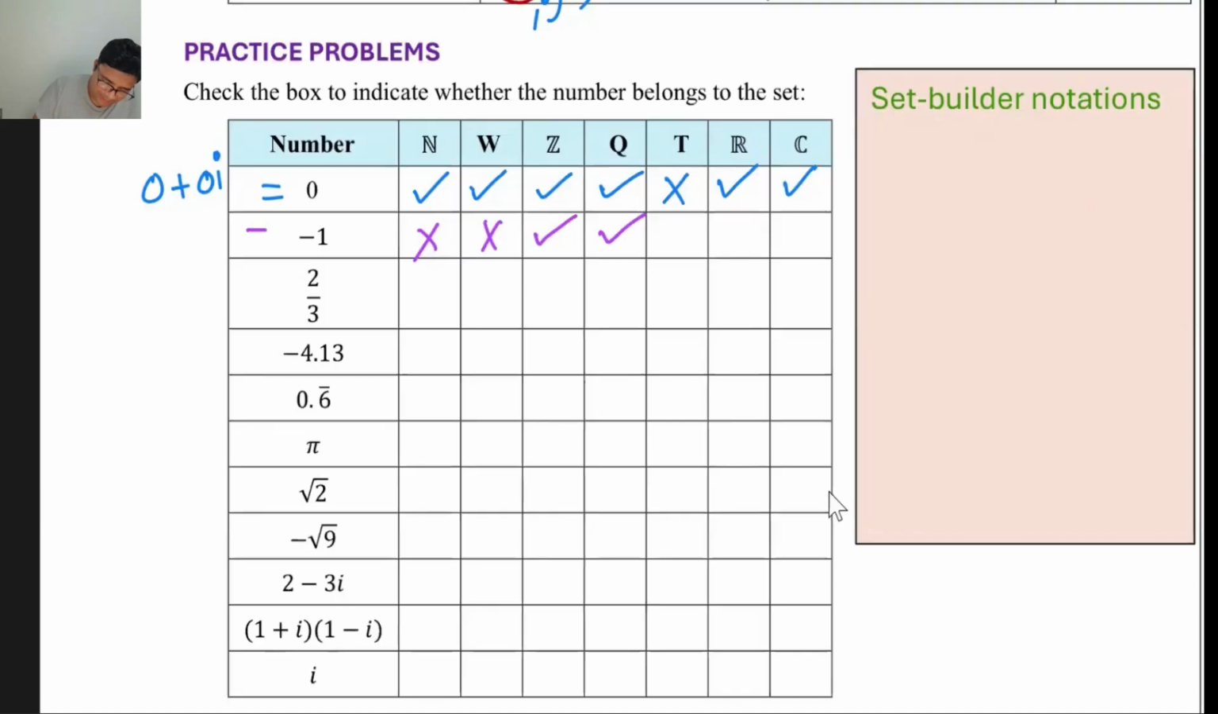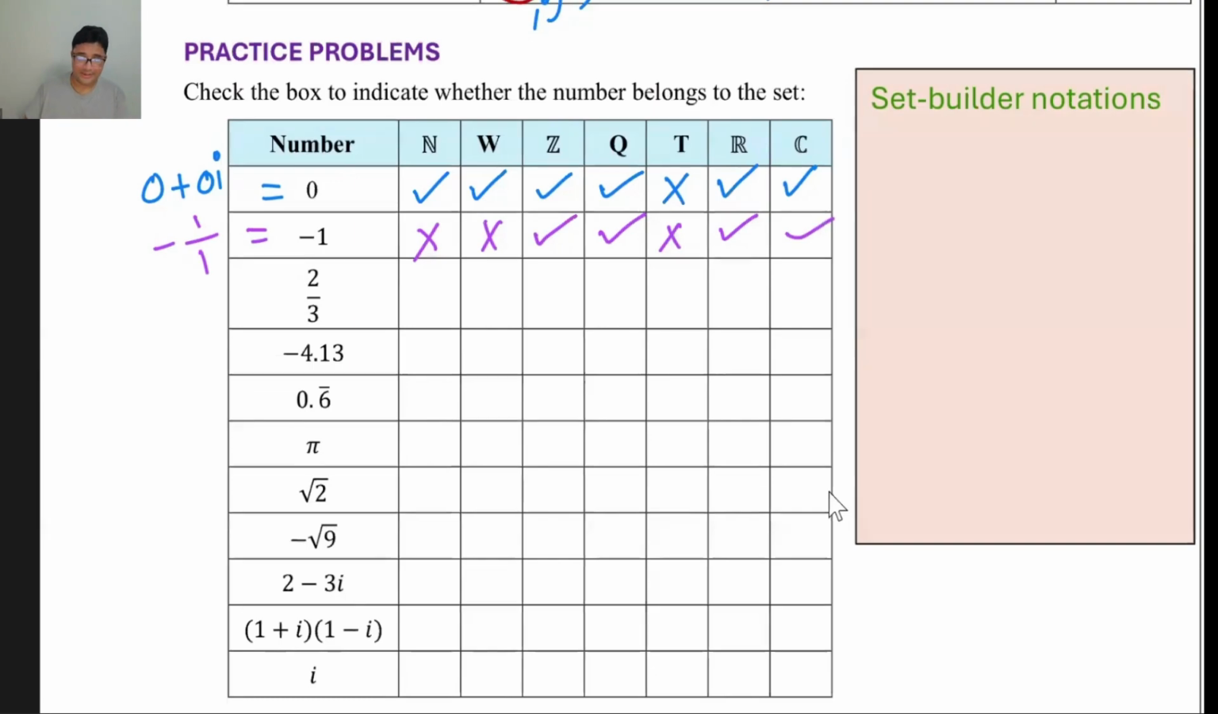You might wonder why rational numbers should be fractions, right? You can write that -1 as -1/1, right? So in that sense, it is also a rational number. So it's not irrational, of course. It's real. Every number is a complex number.